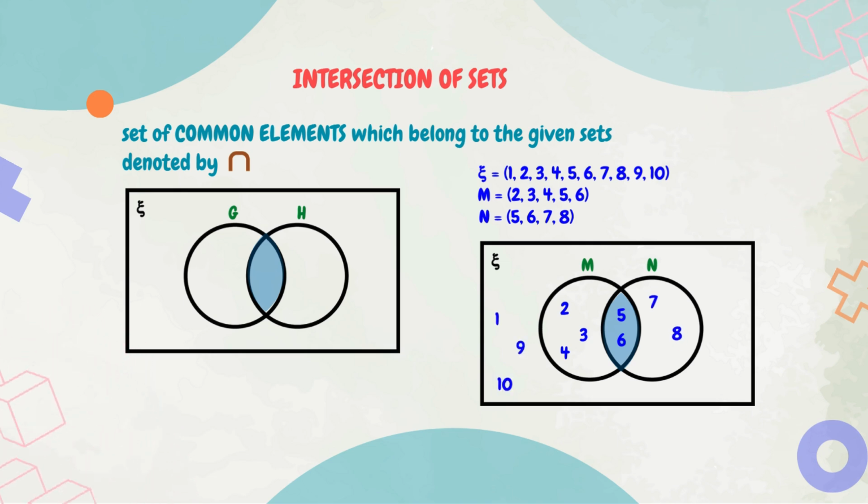Elements 1, 9, and 10 are part of the universal set but are neither members of the two sets, so they have to be outside. This is the representation of the given sets in a Venn diagram. The intersection of set M and N is equal to 5 and 6.